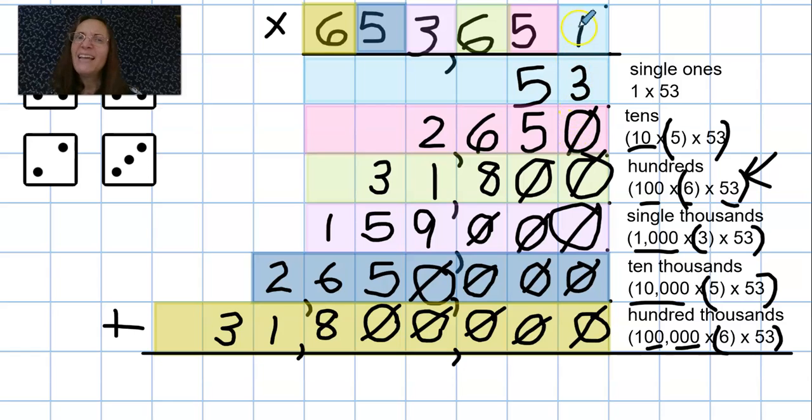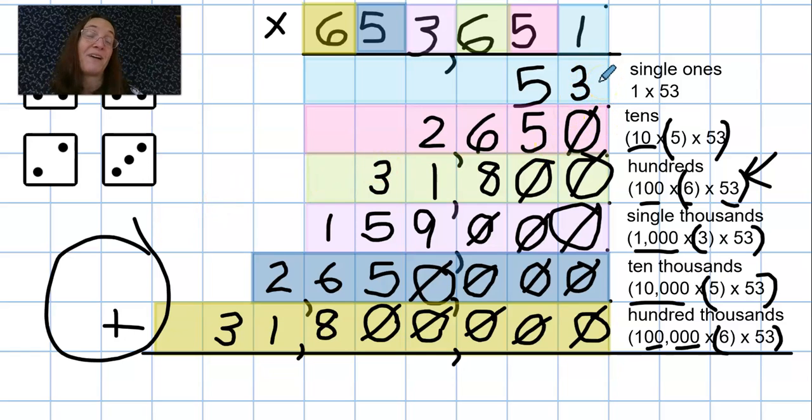What I did here is I used analysis. I took this incredibly big number, 653,651, and I broke it into smaller pieces to make the job easier for me. But since I've broken it, to get to the final product, I have to put it back together. And that's what this addition sign is for. So let's go ahead and add all of our columns together to find out the final product.